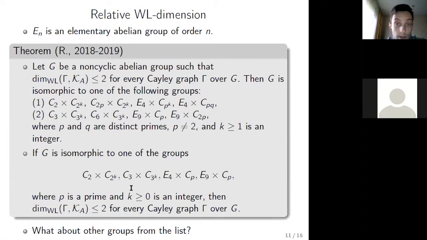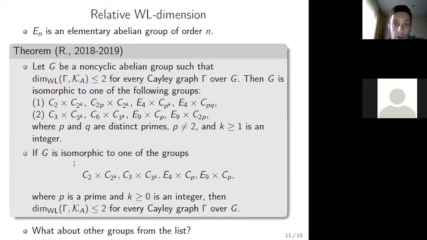But in some cases, it is really true that the relative Weisfeiler-Leman dimension of every Cayley graph is at most 2. This is true in the following cases: the direct product of a cyclic p-group and a group of order p, where p is equal to 2 or 3, and the direct product of the elementary abelian group of order 4 or 9 and a cyclic group of order p, where p is a prime, of course. So for these groups, it is true that the relative Weisfeiler-Leman dimension of every Cayley graph is at most 2.